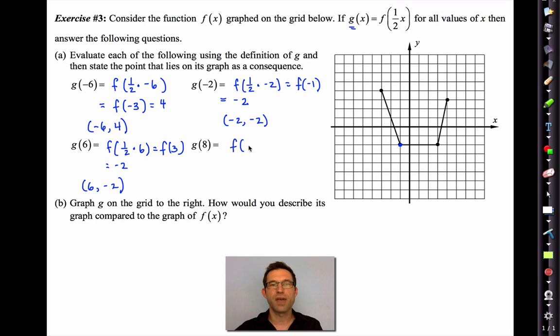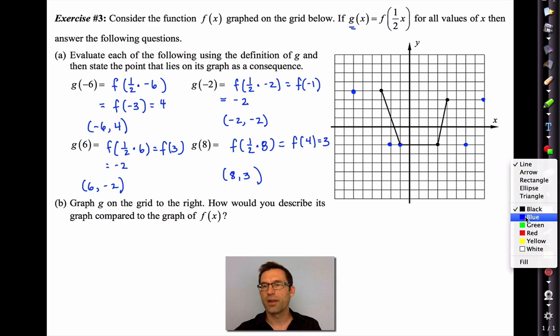And g of 8 is f of 1/2 times 8, which is f of 4, which is 3. So the point 8, 3 lies on here. Graph g on the grid to the right. All right, well, I've got 1, 2, 3, 4, 5, 6, and so on, counting out each point on the grid. Use my straight line command.